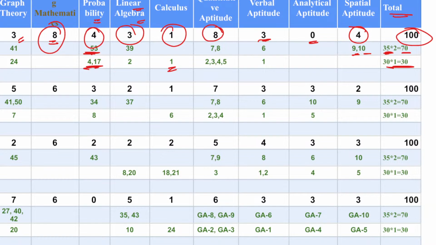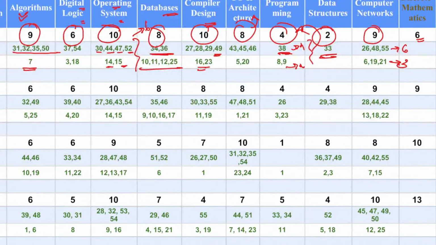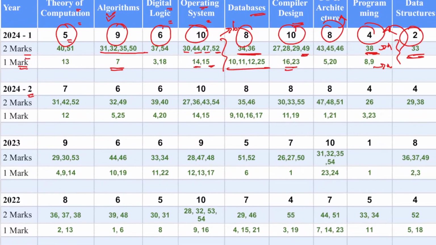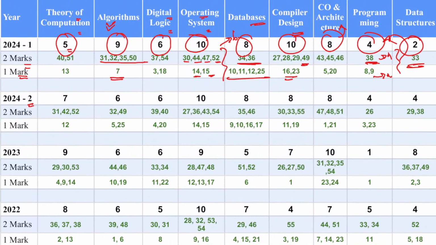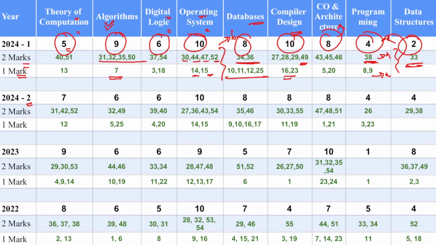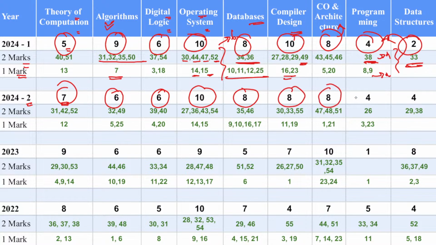Now let's discuss GATE 2024, this one, GATE 2024 second paper. So let's see how the questions were asked for this. So you can see that here 5 questions came and here 7 questions came for 7 marks. Algorithm, from 9 the jump was of 6. From digital the jump was of 6, it was same. Operating system is same, database is same, compiler design 2 marks reduced, COA is same, programming is same, data structure is same, networks same. After that, discrete maths just increase.